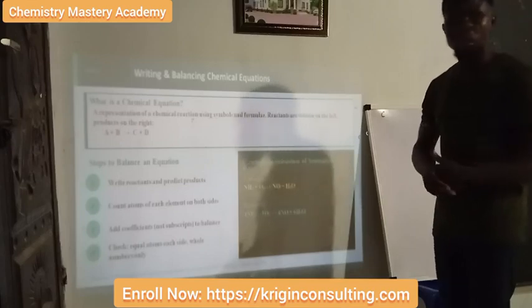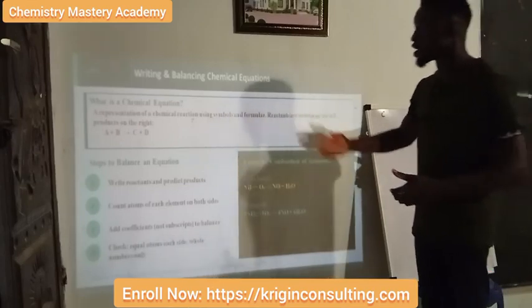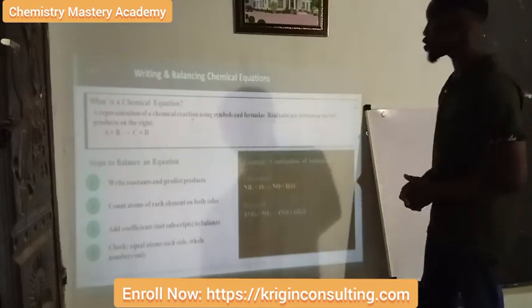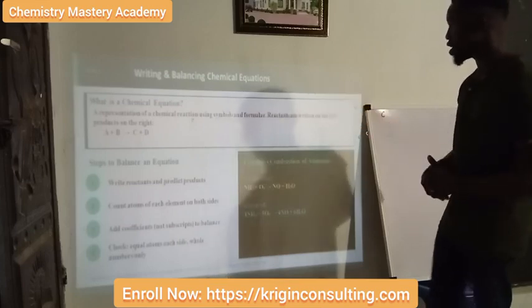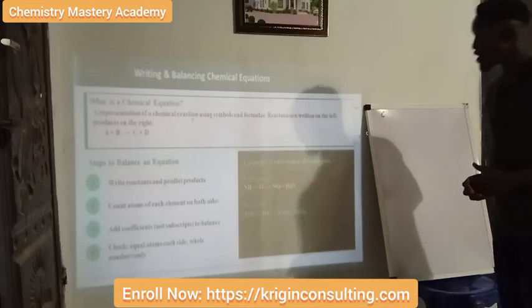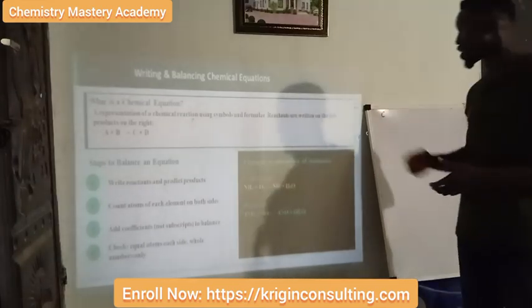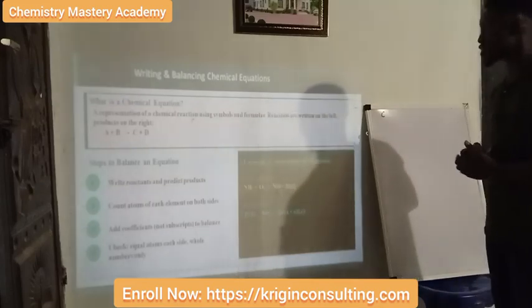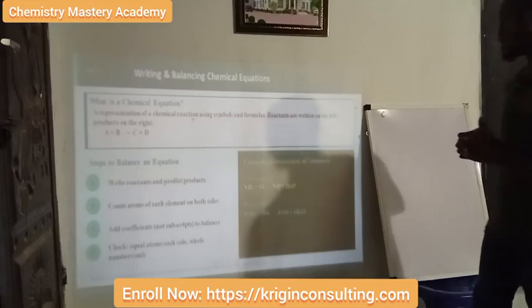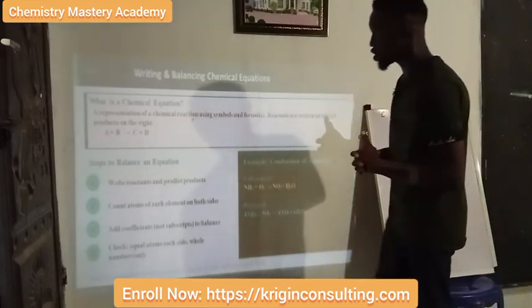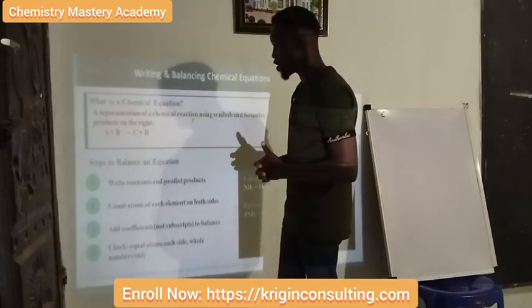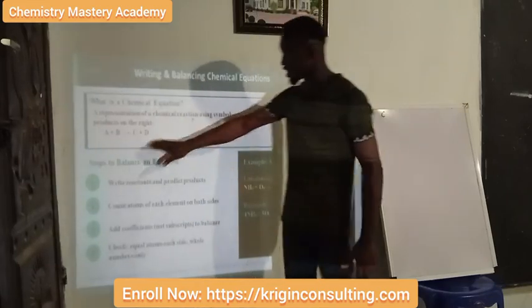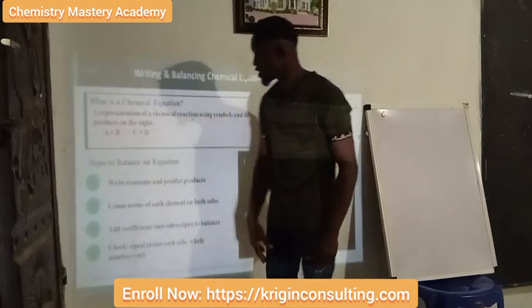Now, first of all, let's understand what a chemical equation is. A chemical equation is an expression of a chemical reaction using symbols and formulas. In a chemical equation, we have two sides: the left hand side and the right hand side. As you can see here, this is the left hand side, this is the right hand side.